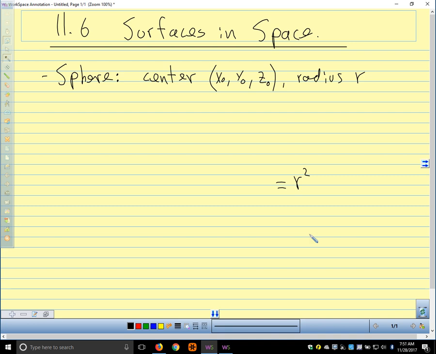X squared plus y squared. That would be if our center was at the origin. X minus x0, squared. Plus, so this is a circle, right, in the plane, centered at x0, y0. There is going to be our standard equation of a sphere in space.